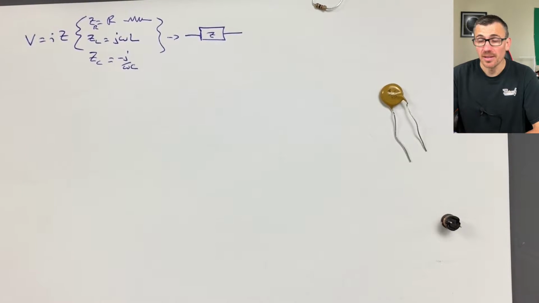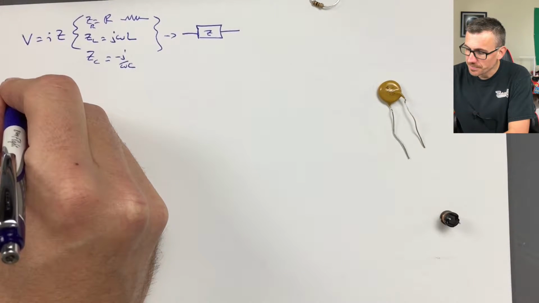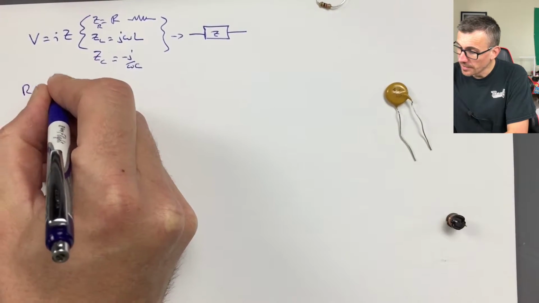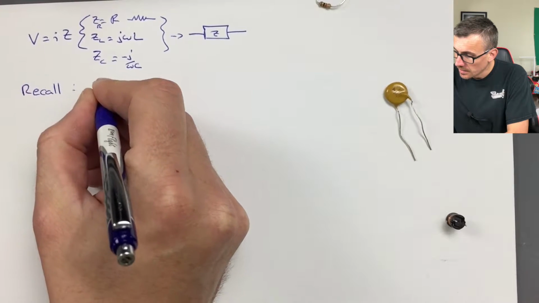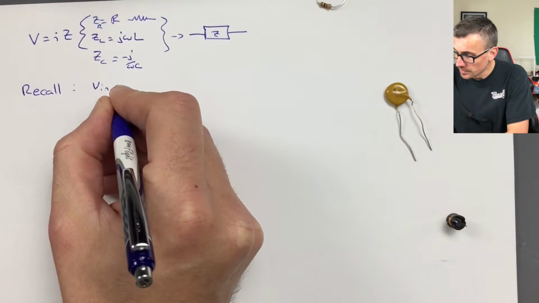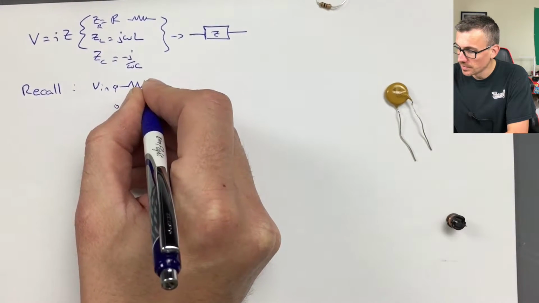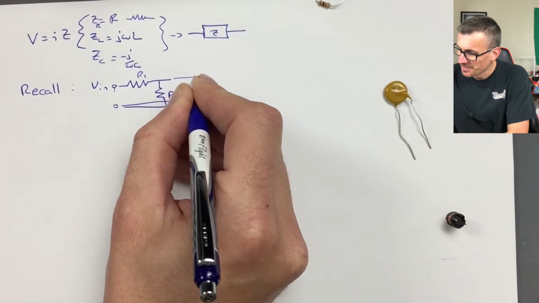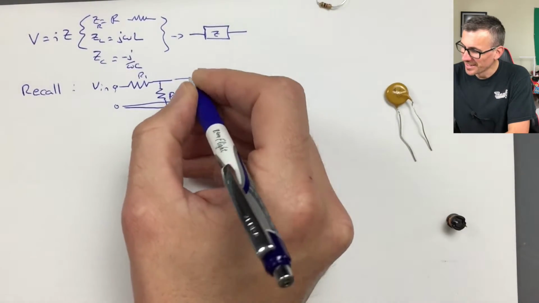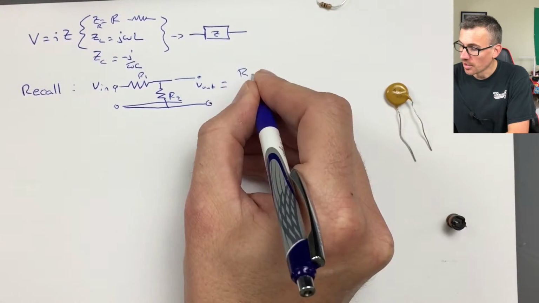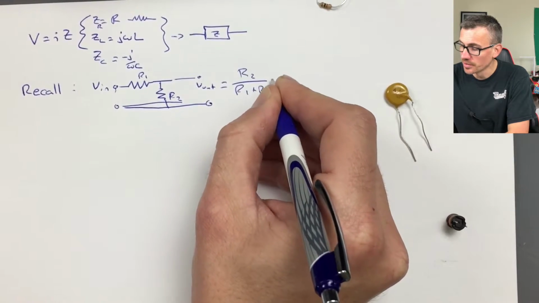Now, for example, our favorite circuit from the DC components was the voltage divider. Remember the voltage divider, if we recall, we had some input voltage, and we had R1 and R2. I guess I should actually look at what I'm writing. And that led to an output voltage that was equal to R2 over R1 plus R2 times V in.